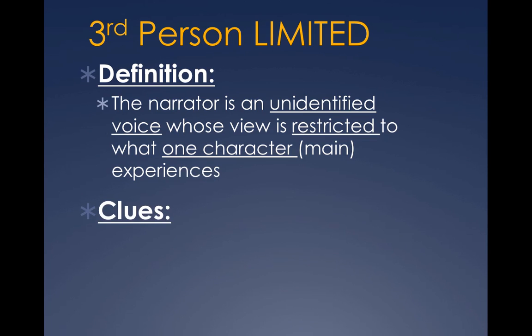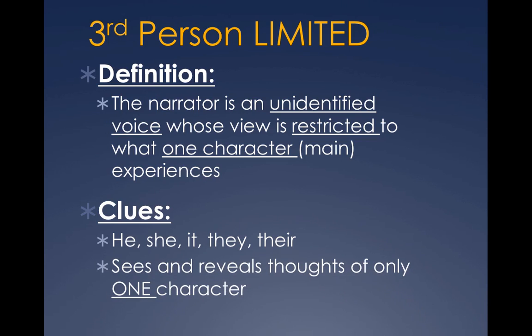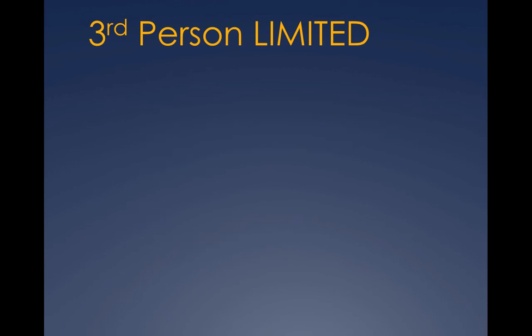Some clues to identify third-person limited: we'll see the pronouns he, she, it, they, and their. Him, her, any forms of these pronouns we'll see in third person. They're similar to third person omniscient, so we want to make sure that we're careful, and there will be different ways to differentiate between the two. We also are revealed the thoughts of only one particular character. We won't see the different thoughts of all the characters. We will stick closely just to one specifically.